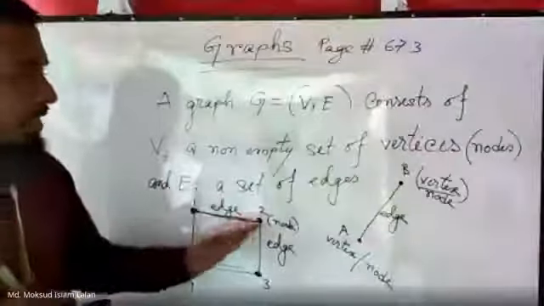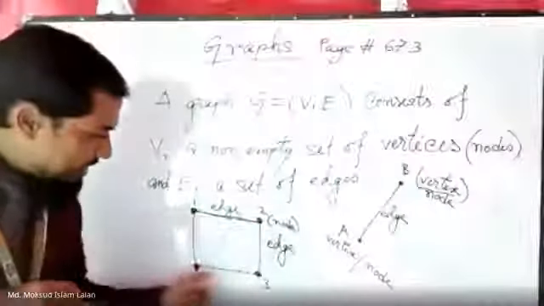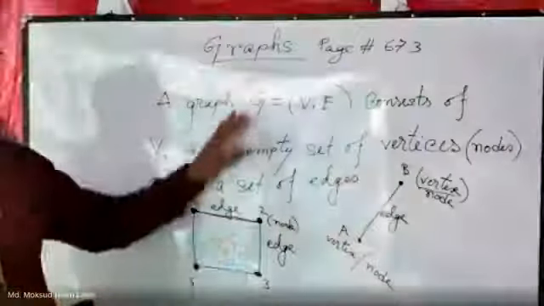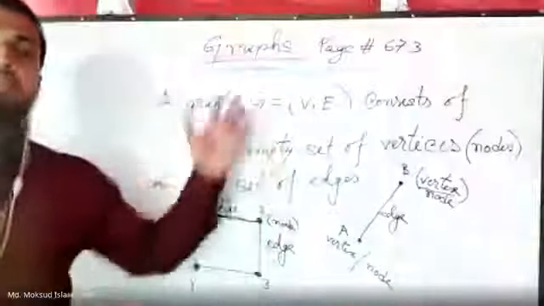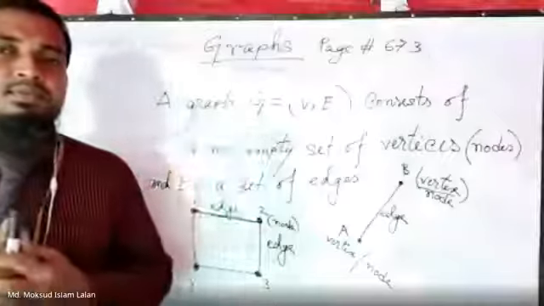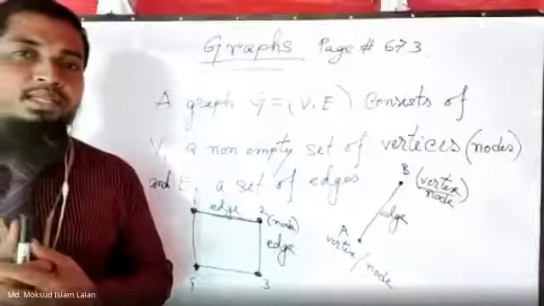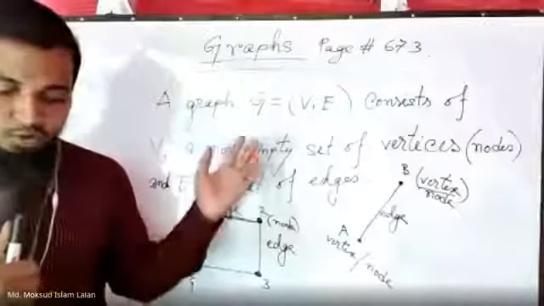So actually this is a graph. All these sets together, you can say this is a graph, I mean the relation between vertices and edges. That is a graph. Do you understand? Can I go to the next? Yes, sir.